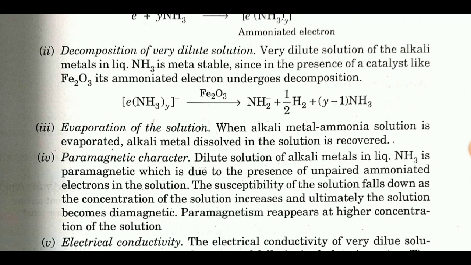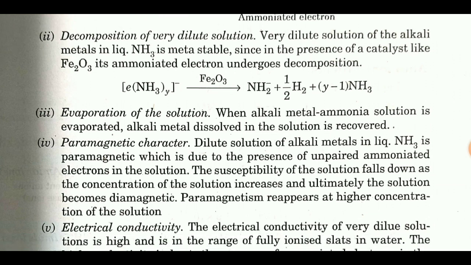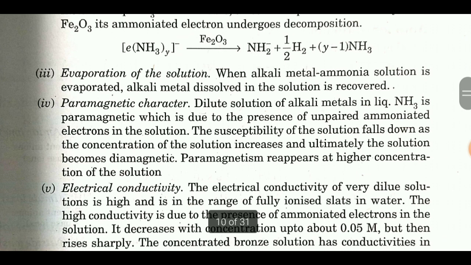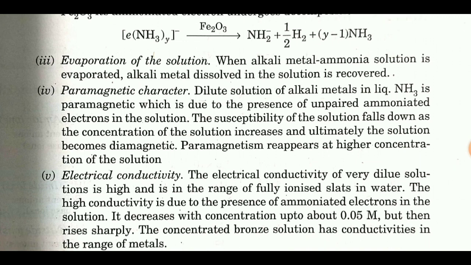Second, decomposition of very dilute solutions. Very dilute solutions of the alkali metals in liquid ammonia are metastable, since in the presence of a catalyst like Fe2O3, the ammoniated electron undergoes decomposition. Third, evaporation of the solution. When alkali metal ammonia solution is evaporated, the alkali metal dissolved in the solution is recovered.